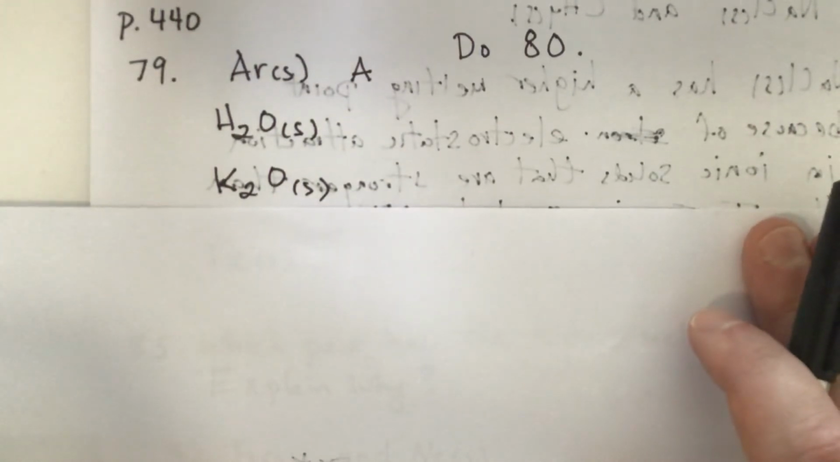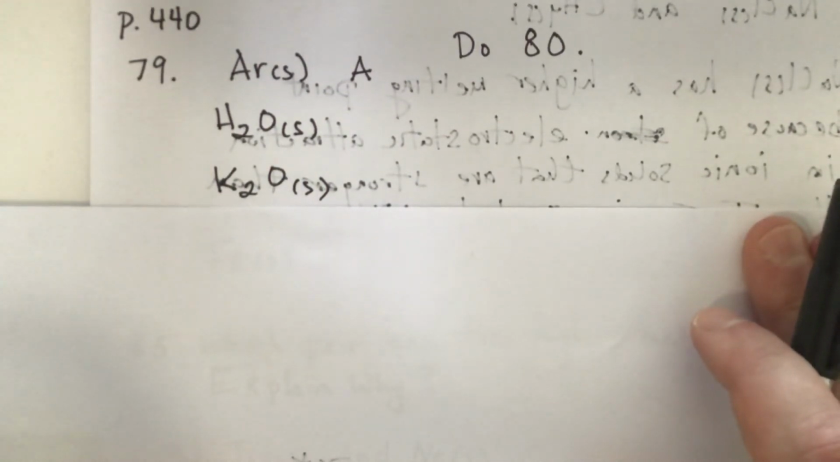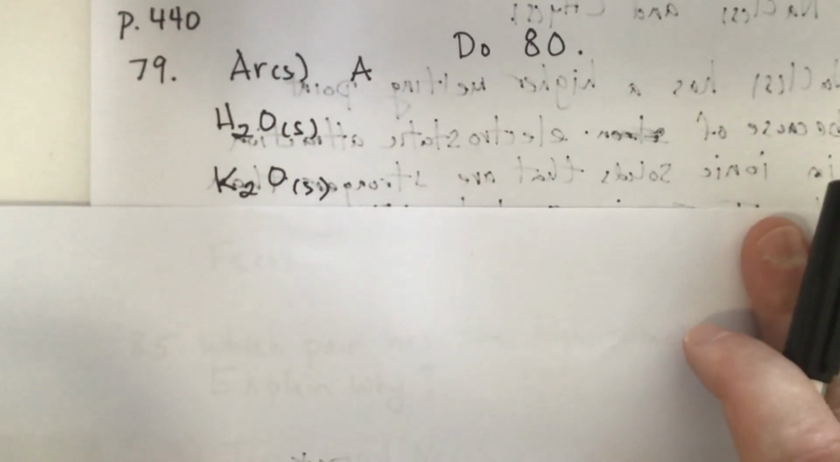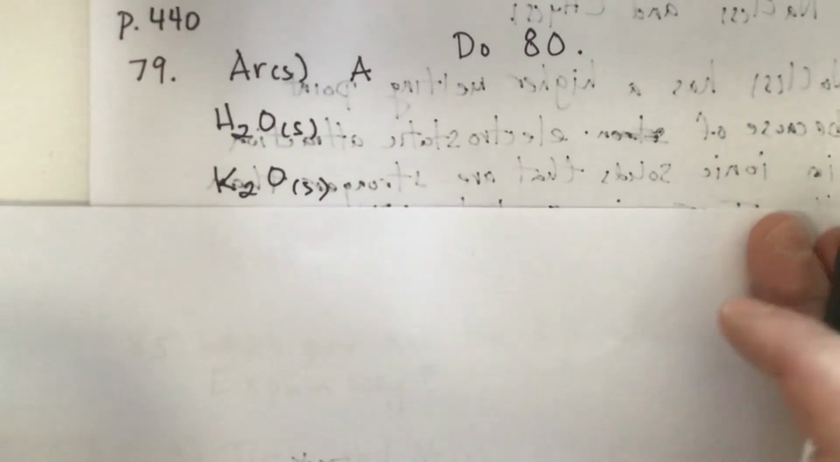The next one, K2O. K is a metal, and O is a nonmetal. This is potassium oxide. You should be able to read these. So we have a metal, potassium, and a nonmetal, oxygen. So this makes up, you guessed it, an ionic solid.